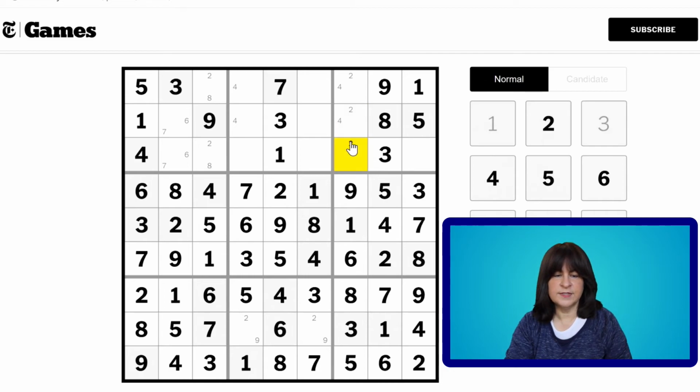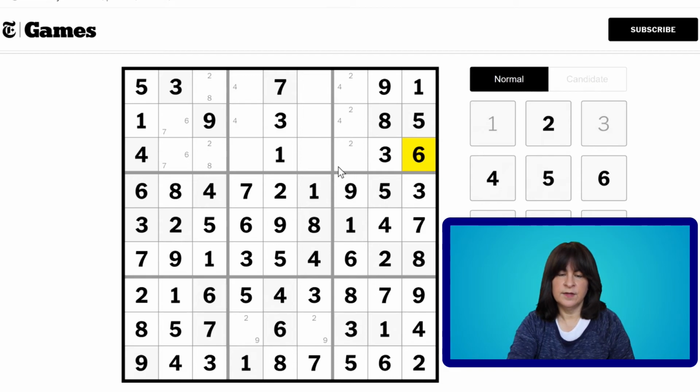And what else are we missing? 3, 4, 5, 6. Okay, we're missing the 6. So this has to be the 6. And we're missing the 7. So the 7 can go here or here. And we're missing a 2, 4, and a 7 in this block, right? And also in the same column, column 7.